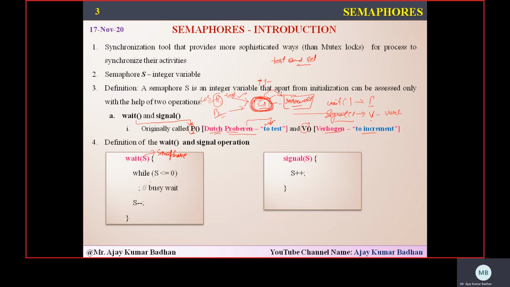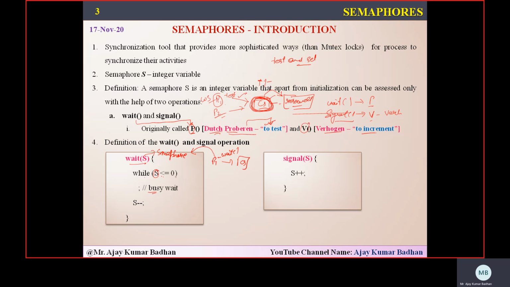Now what is the condition he is using here? While S is less than or equal to 0. Well, if this particular variable is either less than or equal to 0, you will be entering into a busy state. What did I say? Whenever a process wants to access a critical section, he first executes a wait signal.